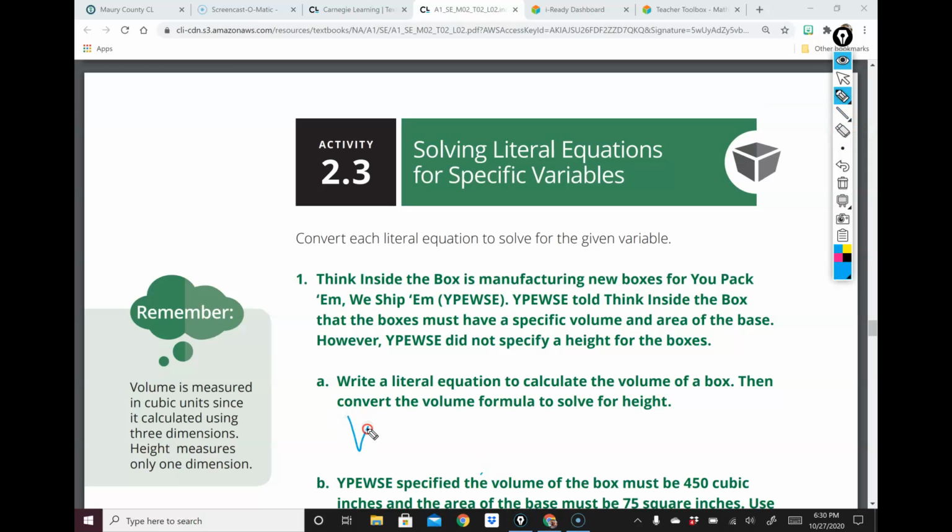So the volume formula is length times width times height. Then we want to solve for the height. So we need to divide by length and width. So the height is the volume divided by length and width.